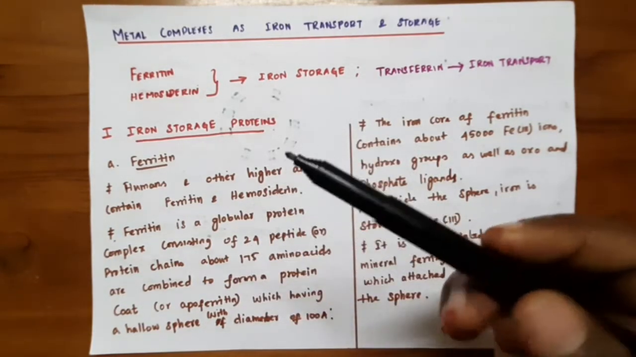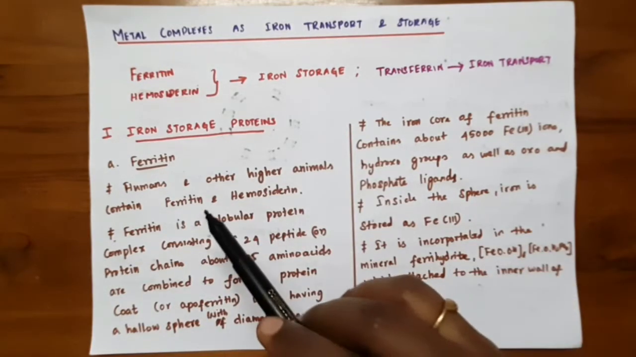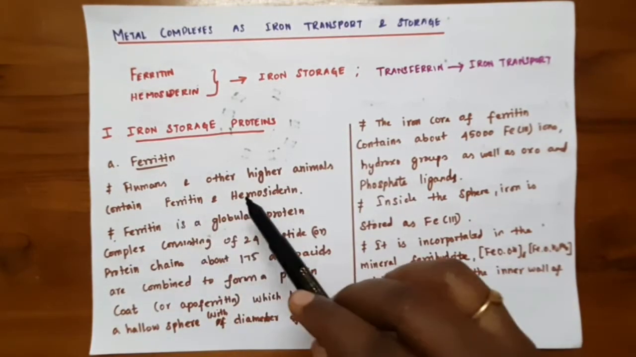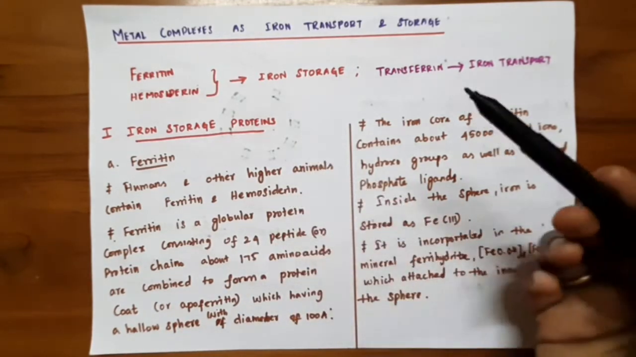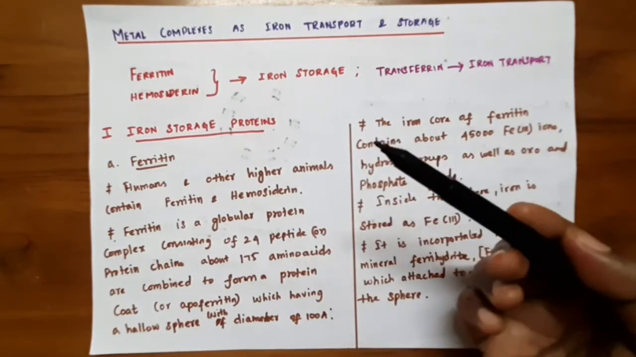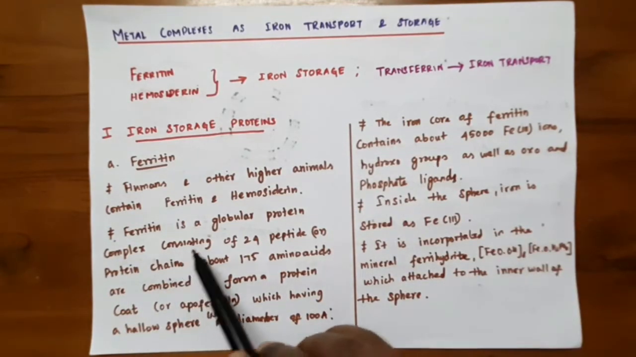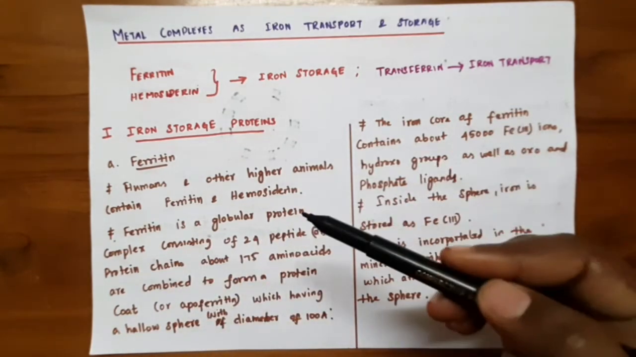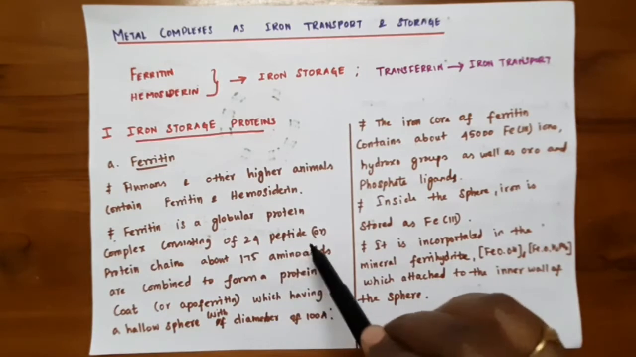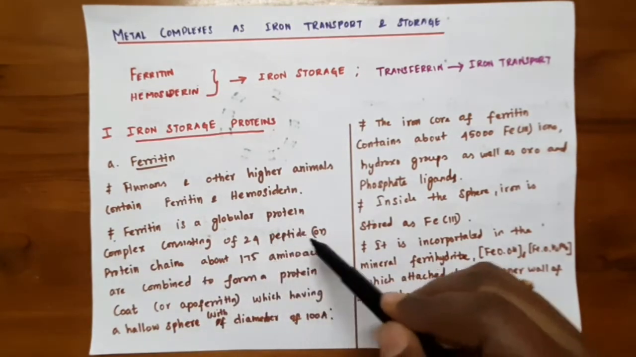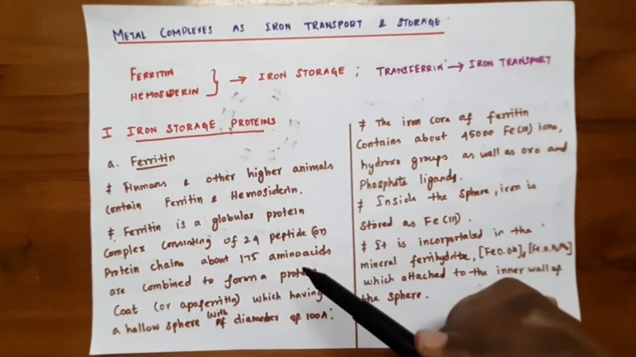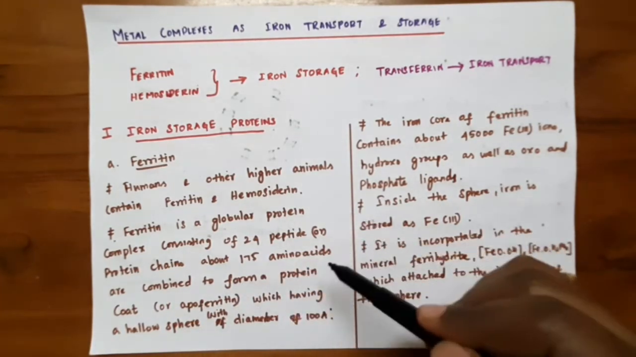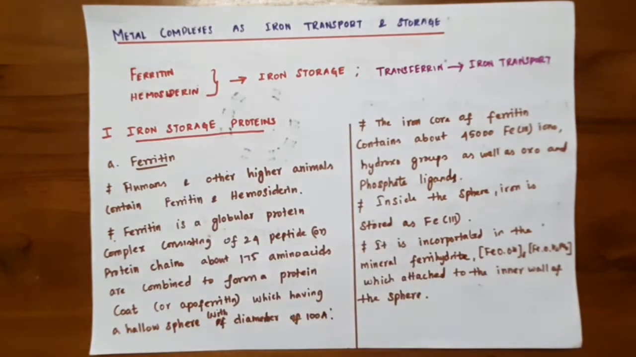Okay, first let's see ferritin. Humans and other higher animals contain both ferritin and hemosiderin. Ferritin is a globular protein complex. It's a macro protein complex, consisting of 24 peptide or protein chains. These 24 protein chains are each made up of nearly 175 amino acids combined together, and they form a protein coat like structure on the surface of the ferritin protein.